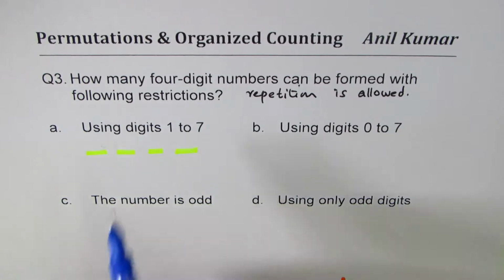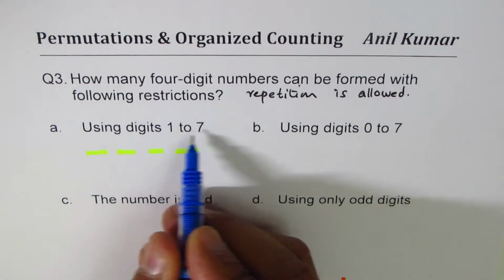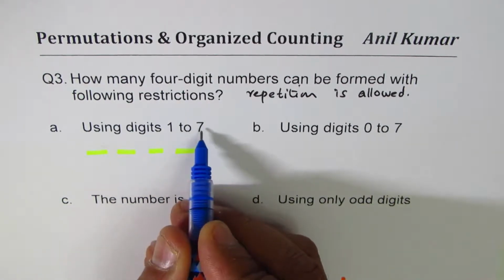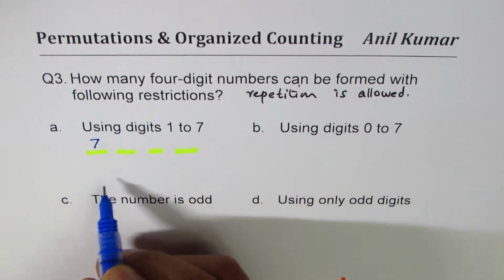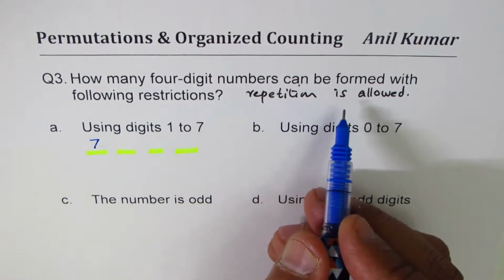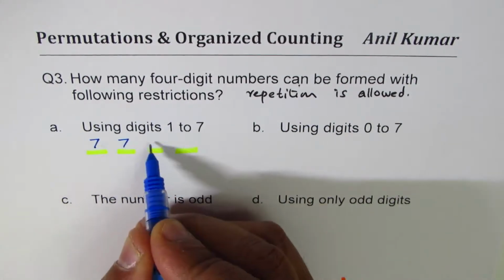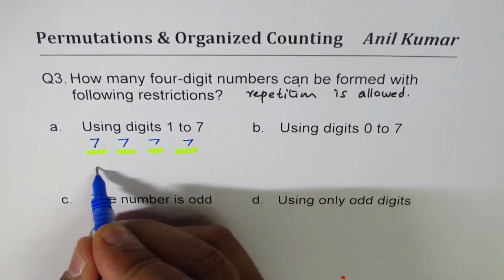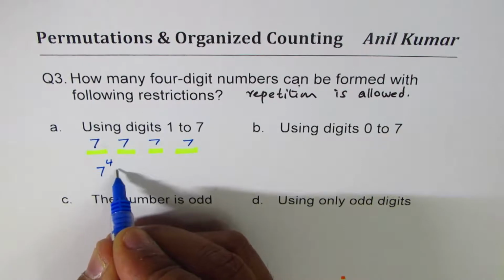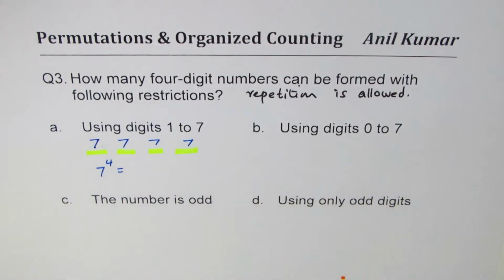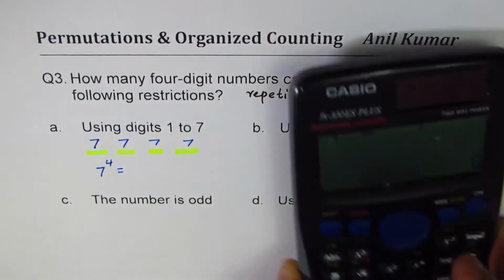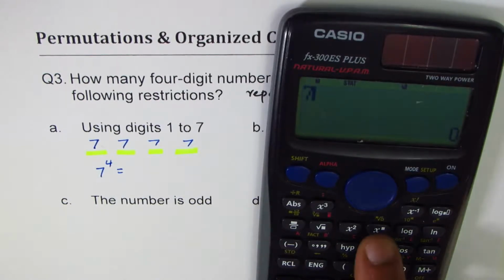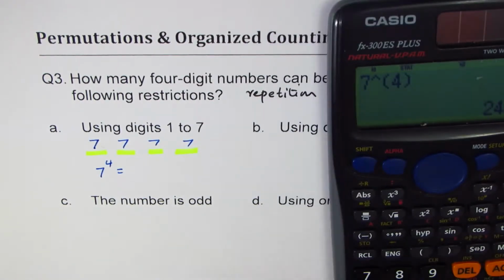With 1 to 7, we have no restriction. There are 7 numbers in all, so you can put 7 numbers here. Since repetition is allowed, you can again put 7 numbers, correct? So you get 7 to the power of 4 as your answer. 7 times 7 times 7 times 7. So let's figure it out. It is 7 to the power of 4, which is equal to 2401.